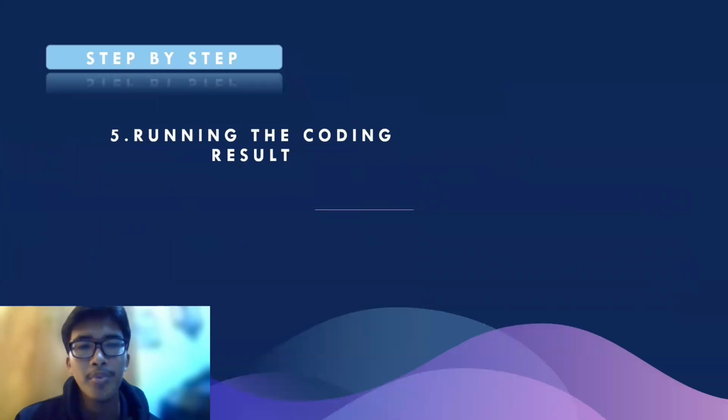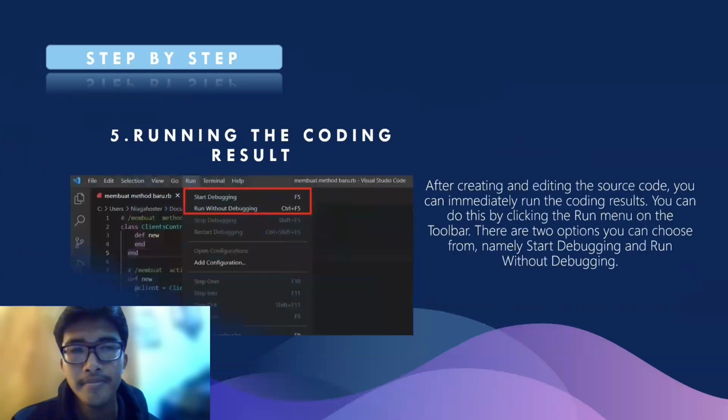After we create a project, then we have to run it. So the fifth is running the coding result. After creating and editing the source code, you can immediately run the coding result. You can do this by clicking the Run menu on the toolbar. There are two options you can choose from, namely start debugging and run without debugging.